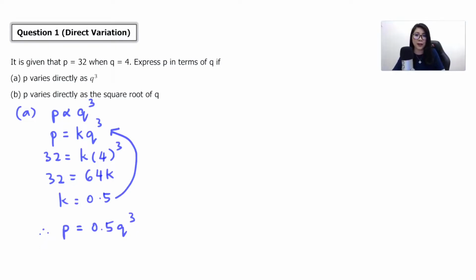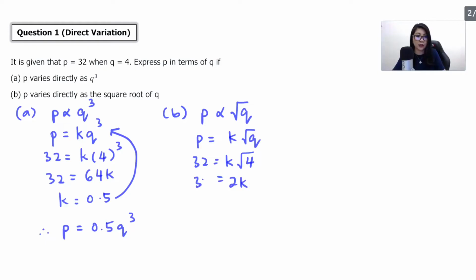Now let's solve for B. P varies directly as the square root of Q. Then we're going to change this into equation form, which is P equals K square root of Q. P is 32, and Q is 4. The square root of 4 is 2, so it becomes 2K, and this is 32.